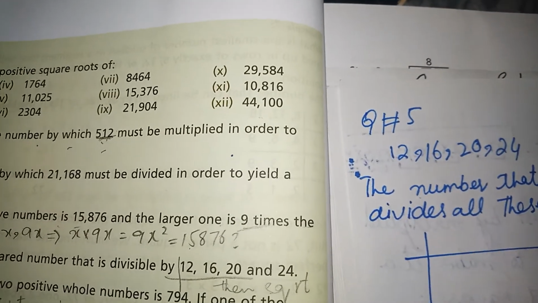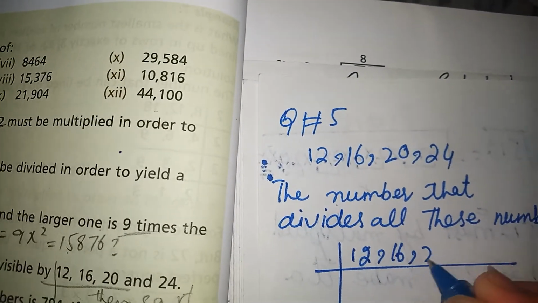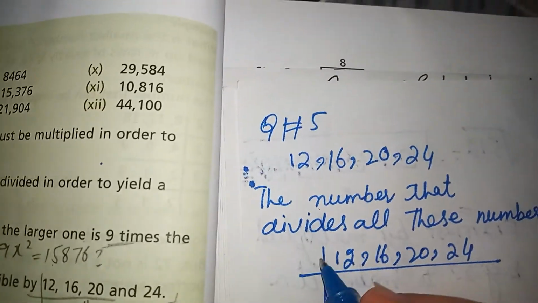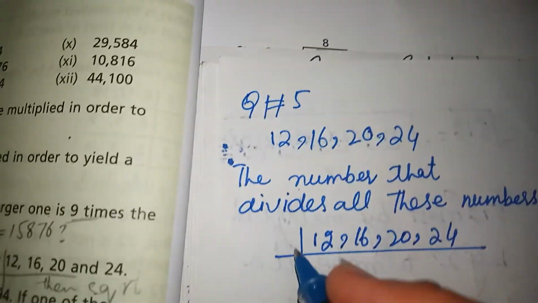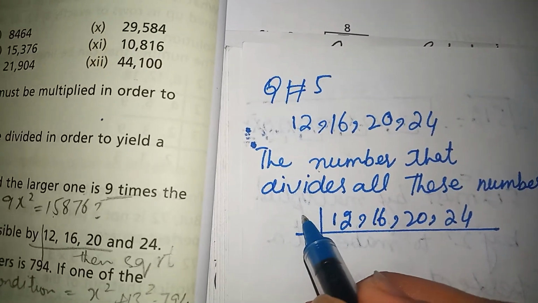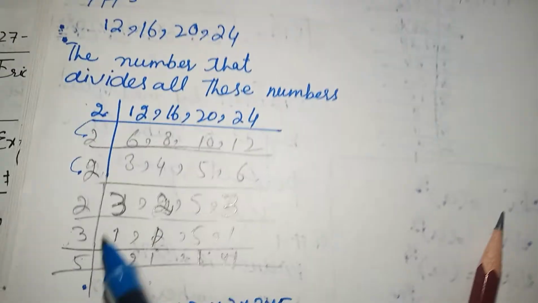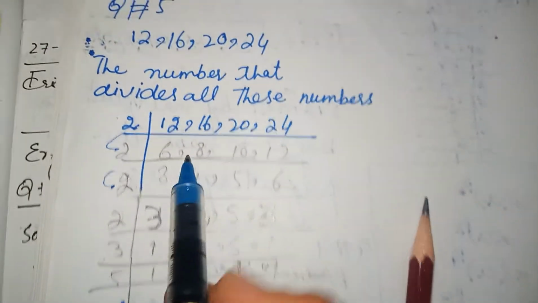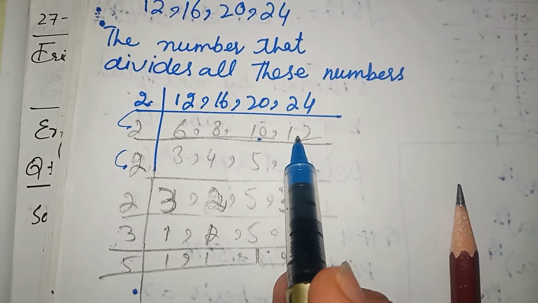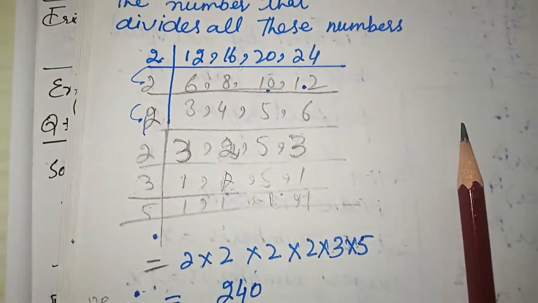So to find that, 12, 16, 20 and 24, we will find the number. All these are even, so we will start it from 2. Now 2 6s are 12, 2 8s are 16, 2 10s are 20 and 2 12s are 24, and then with the same procedure.